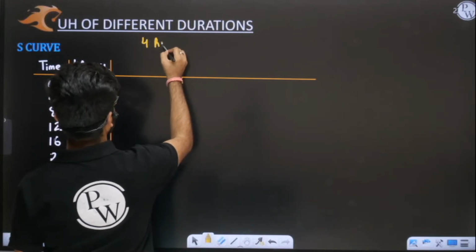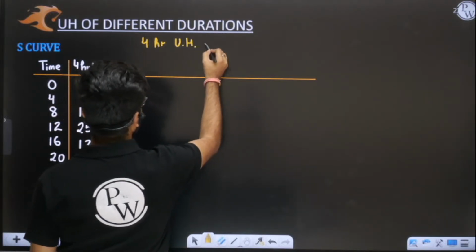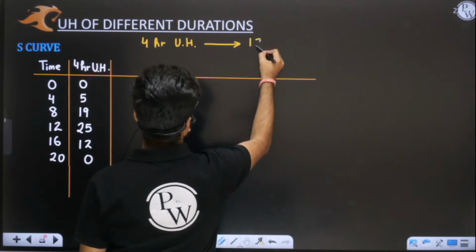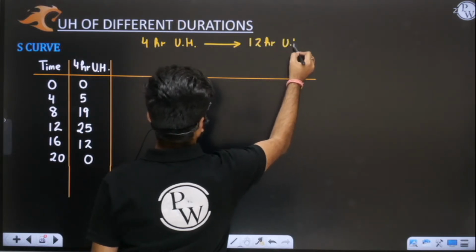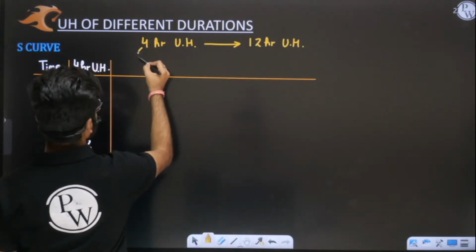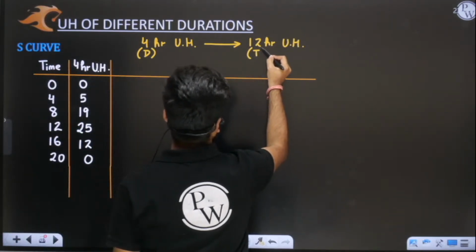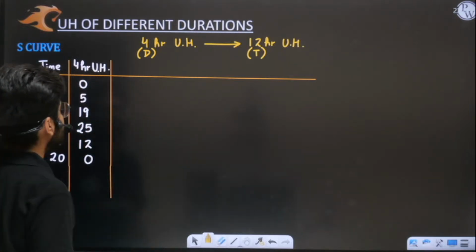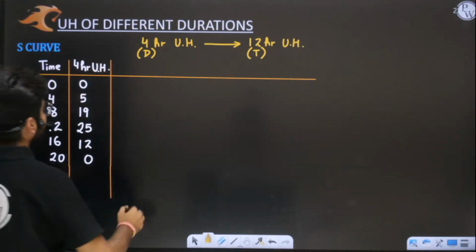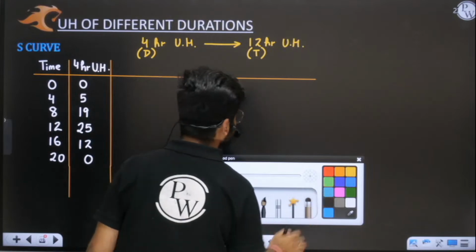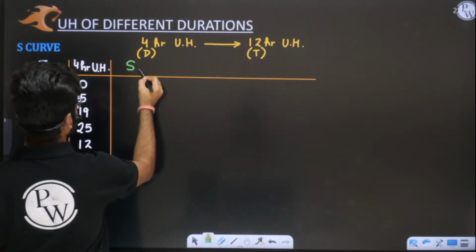We are converting the 4R unit hydrograph into a 12R unit hydrograph. This is D and this is T. So how will I convert it into an S curve? I will write the S curve values here.